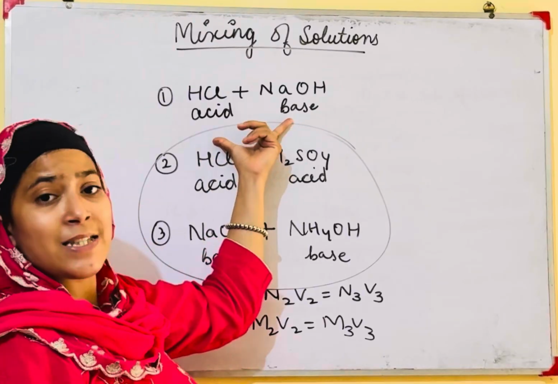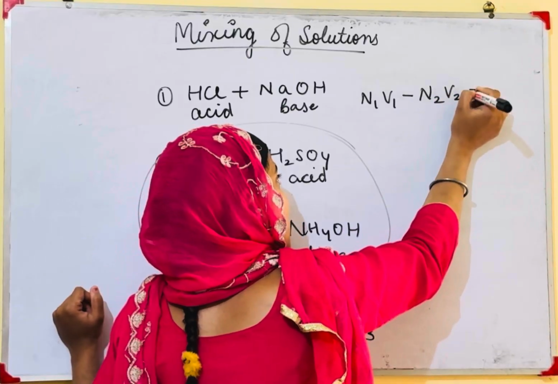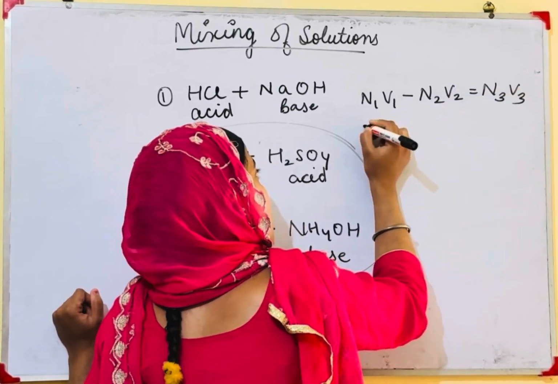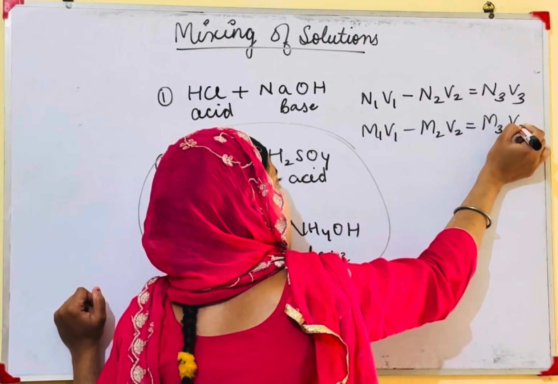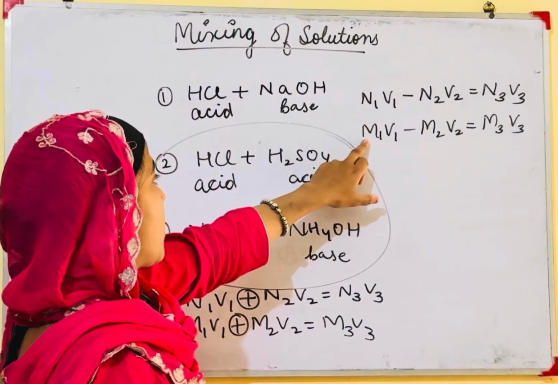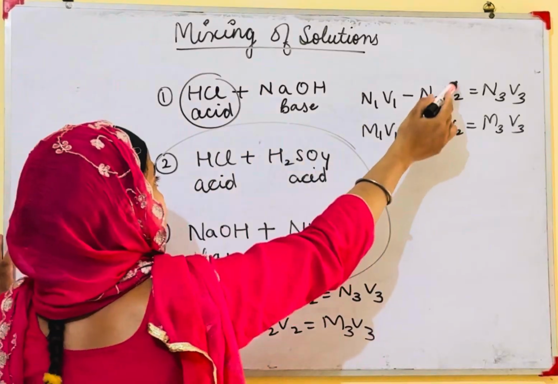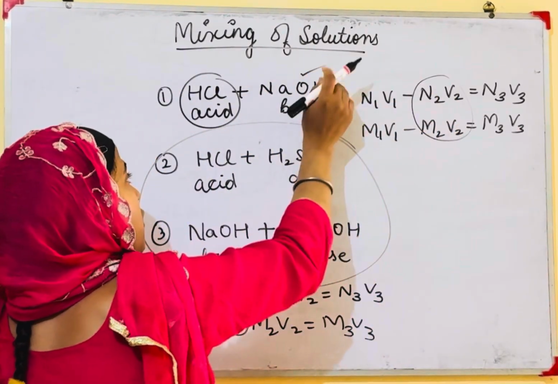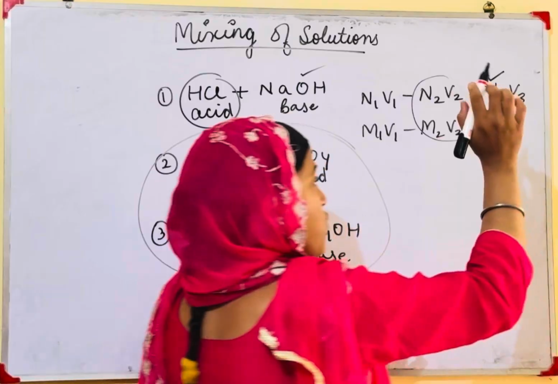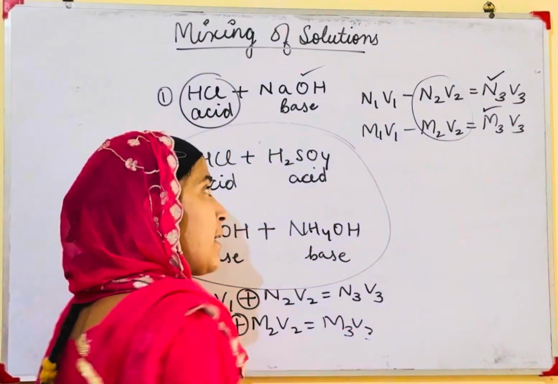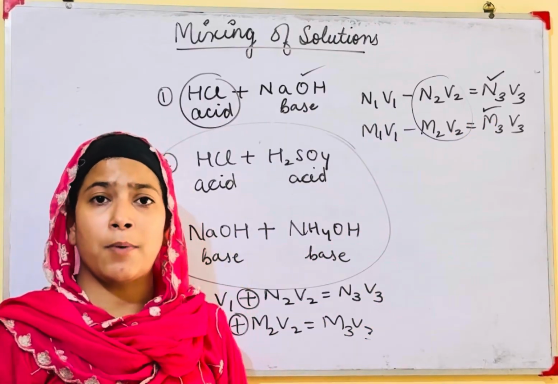Now, if we consider this case, here it is acid and this is base. If the nature is different, then the equation will become N1V1 minus N2V2 equals N3V3, and M1V1 minus M2V2 equals M3V3. N1V1 is the normality and volume of this acid, and N2V2 and M2V2 are the normality, molarity and volume of this base. And this will be the normality, this the molarity and this the volume of the resulting solution.